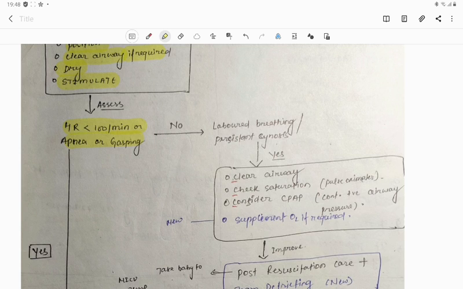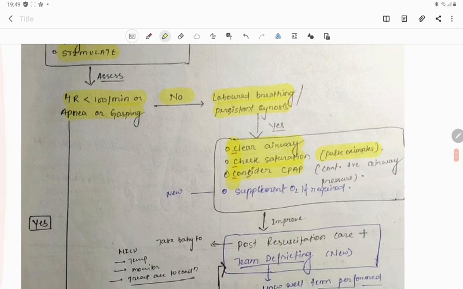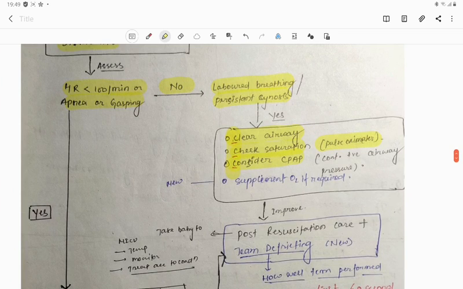We check the heart rate of the patient. Is the heart rate of the child less than 100 per minute, or is there apnea or any gasping? If the answer comes out to be no, the child's heart rate is more than 100, but there is some labored breathing or some cyanosis, then we do the 3 C's: clear the airway, check saturation, and consider CPAP, that is continuous positive airway pressure. So we check the airway, we check the saturation using a pulse oximeter, and then we consider using continuous positive airway pressure.